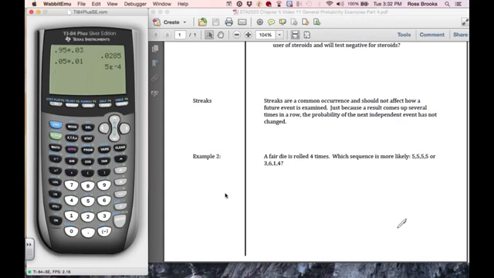Final example deals with streaks. Just a quick side note, streaks are a common occurrence. They're more common than you might think, and they should not affect how you examine future events. Just because a result comes up several times in a row, the probability of the next independent event has not been changed. Because they're independent, they're not affecting one another. In this example, we're going to roll a die 4 times. And we want to see, well, which sequence is more likely to get a streak of 5, 5, 5, 5, or just a random 3, 6, 1, 4?